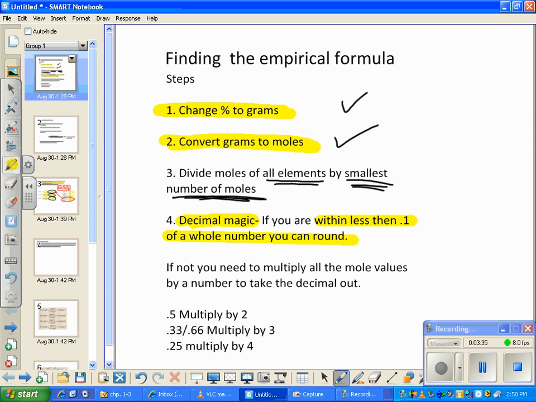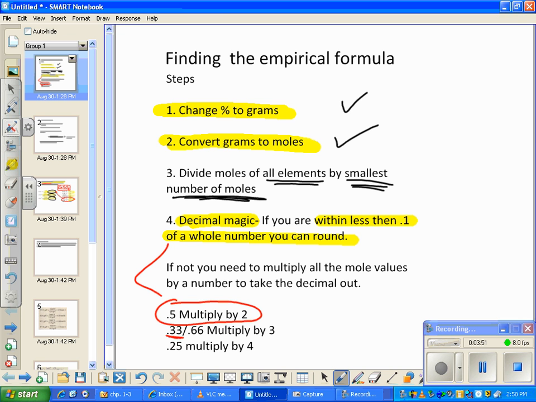If not, we use what we call decimal magic, or I call decimal magic. What that means is you take a whole number to take the decimal out. So if you ended up left over with 0.5, you would multiply by 2. All the values have to be multiplied by 2.